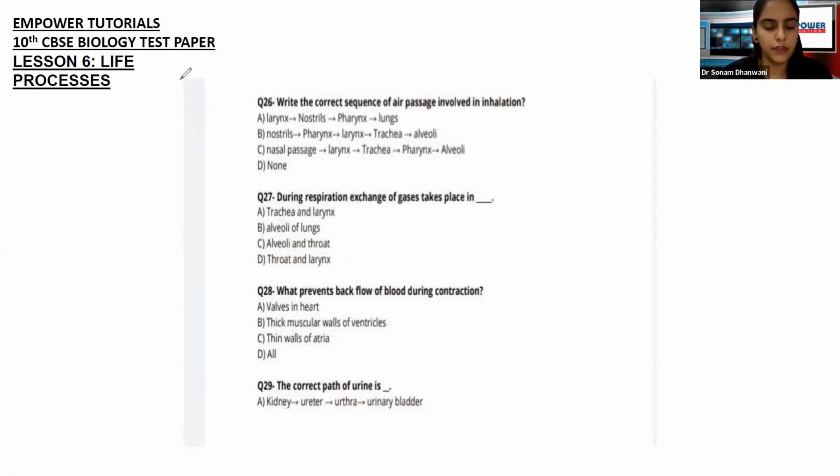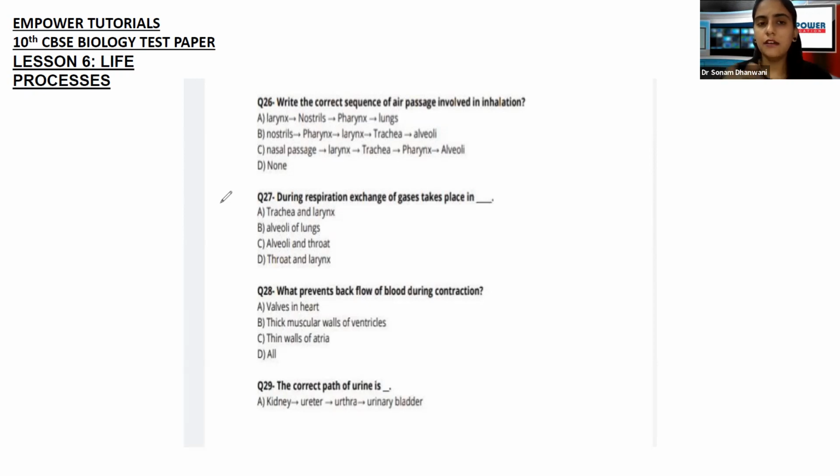Okay, so here we are talking about the correct sequence of air passage involved in inhalation. What is inhalation and exhalation to start with firstly? Inhalation is taking in air, exhalation is giving out air. What do we inhale? We inhale oxygen and we exhale carbon dioxide, right? So now this passage of gases, which comes from inside to outside or goes from outside to inside, what is the correct sequence of it? Tell me, what correct sequence do you find here?